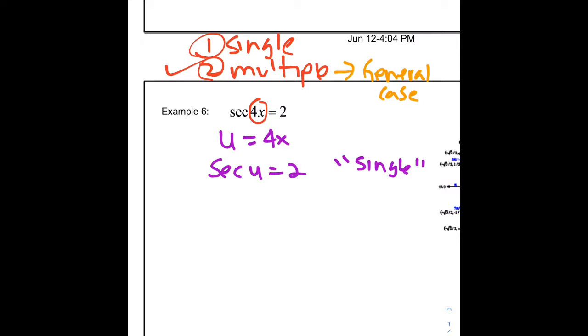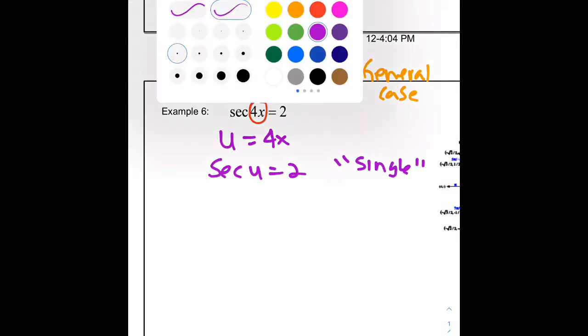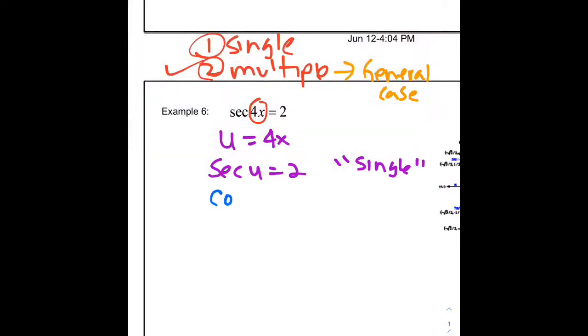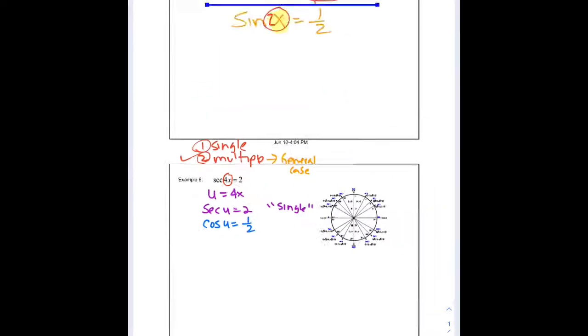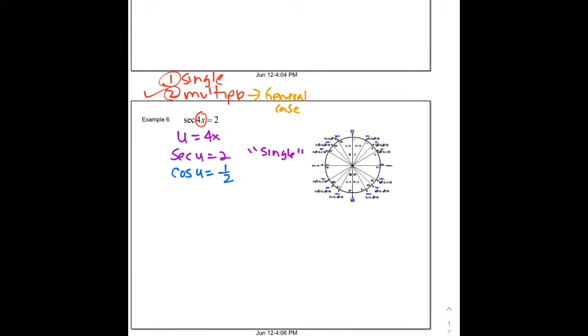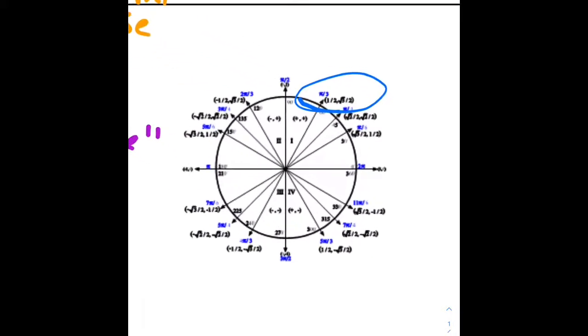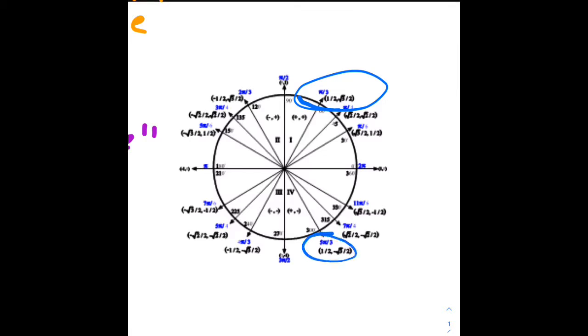Again, I'm going to be frank with you. I usually don't think great in terms of cosecant, secants, and cotangents. I like things in terms of sine, cosine, and tangent. So I'm going to re-represent this as the cosine of u is equal to 1/2. I took its reciprocal. And I think better at that. Where do I have an x value that's at 1/2? Well, it's up here at pi over 3. And the other one is going to be down here at 5 pi over 3.